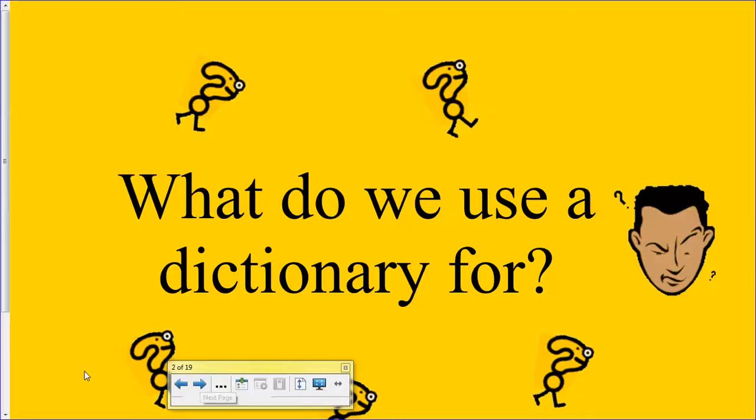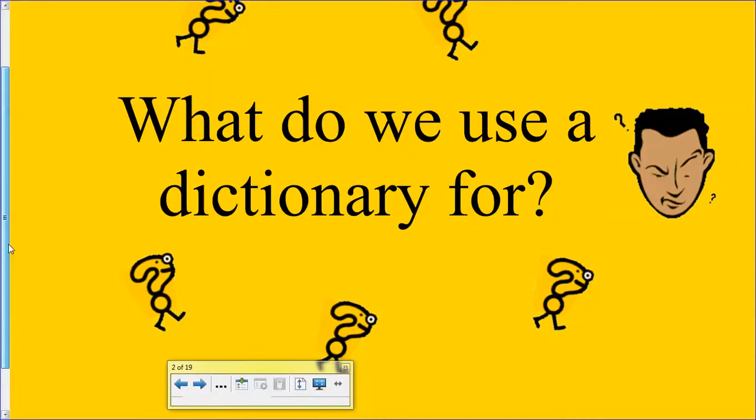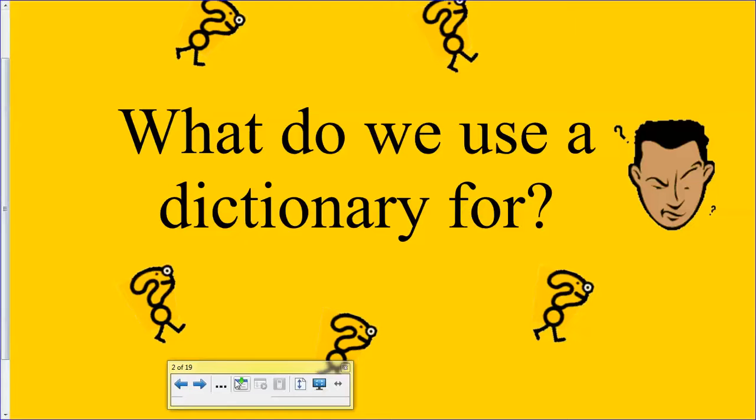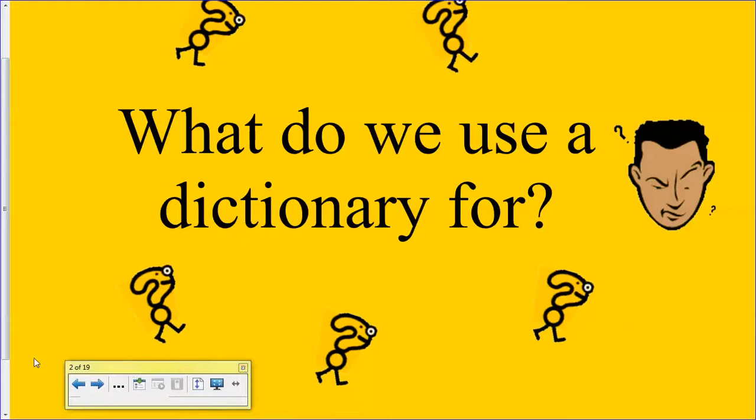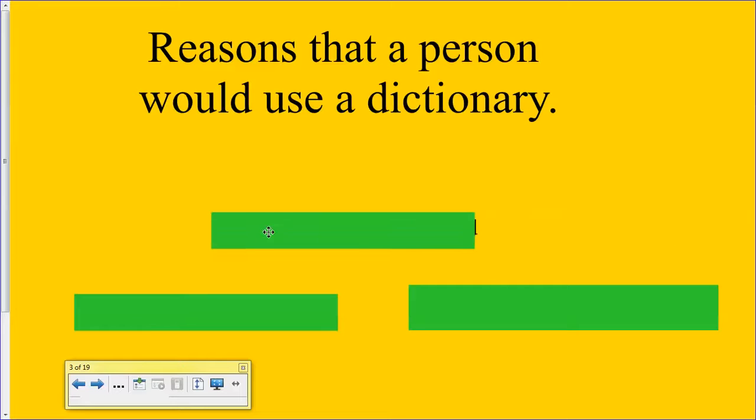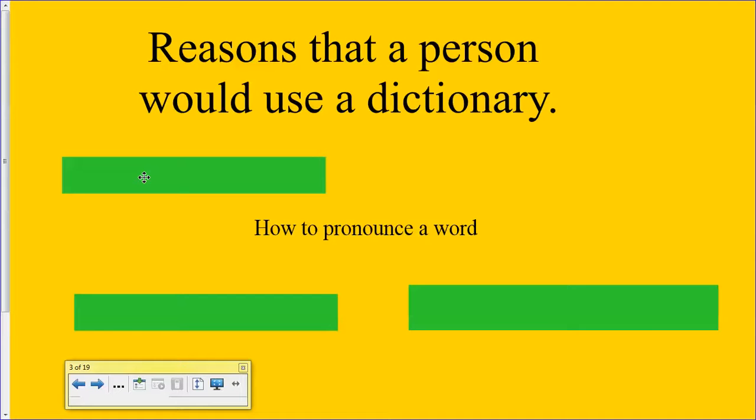Some of the things that we might use a dictionary for could include looking up the meaning of a word, finding out how to spell a word, finding out if there's a word that has multiple meanings, or finding out what part of speech a word is. Sometimes you might also see synonyms and antonyms listed in a dictionary, but that is what a thesaurus is much better used for. Some of the reasons, like I said, might also include how you can pronounce the word, the right way to pronounce it.